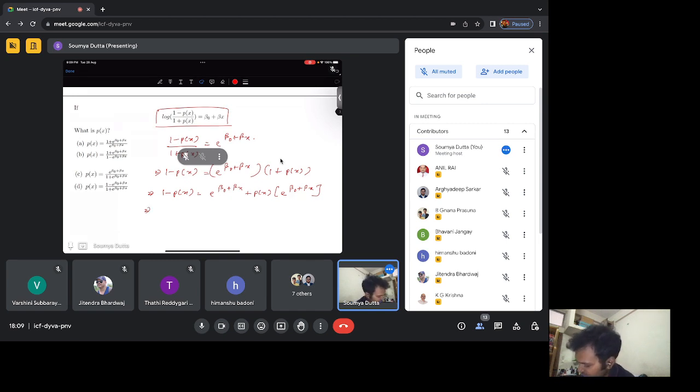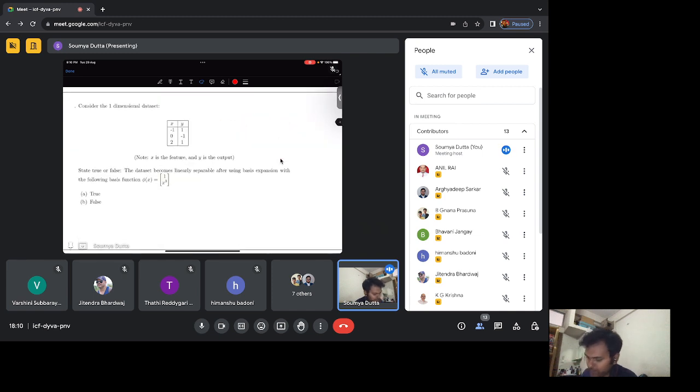Okay, so 1 minus px, and so you can take it, so it will be option D, 1 minus e to the power of beta 0 by beta x by this factor. So that is one, and the last question is on SVMs.